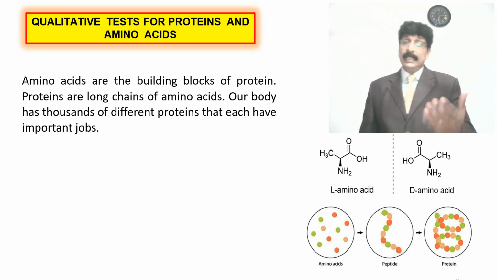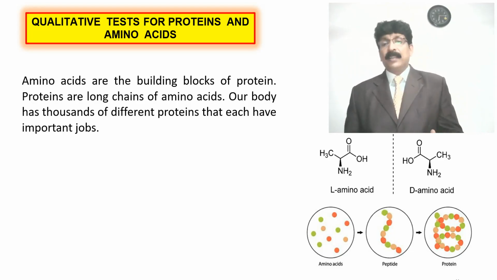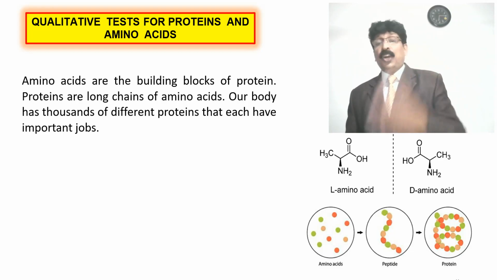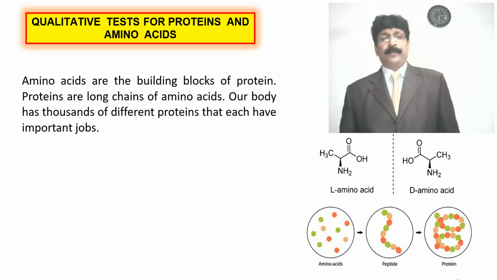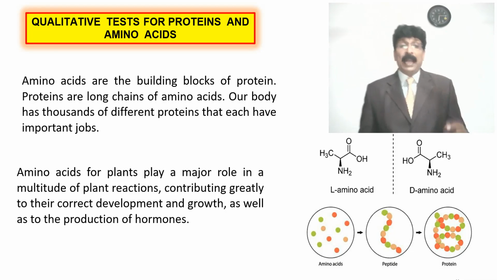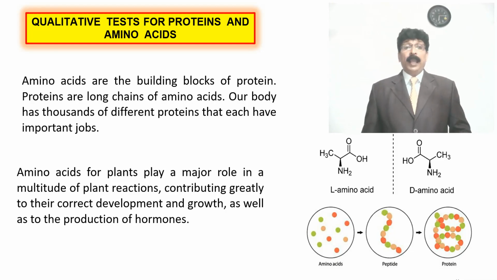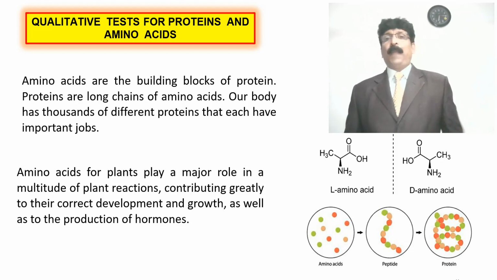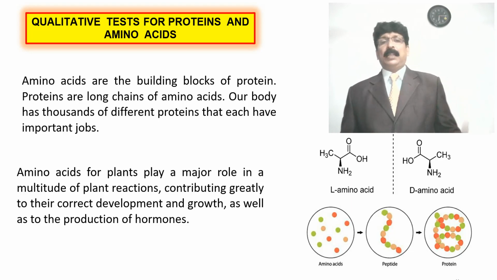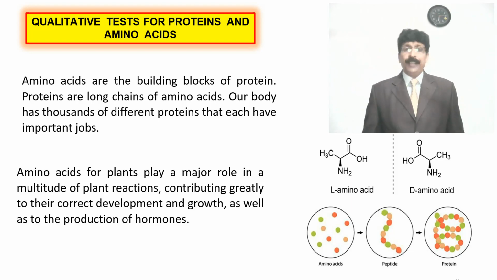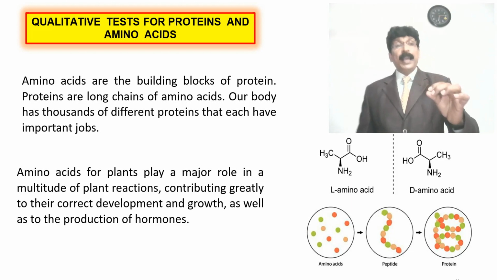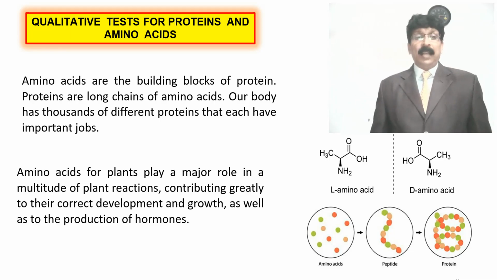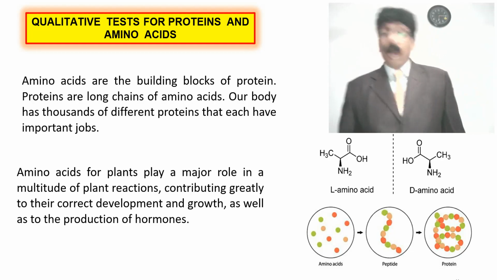This is L-amino acid. So amino acids, when they join together, they become peptide, and peptides will join and make protein. So amino acids of the plants play a major role in a multitude of plant reactions, contributing greatly to their correct development and growth, as well as to the production of hormones.